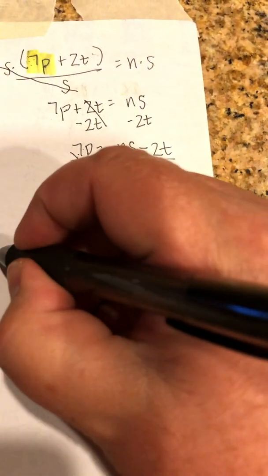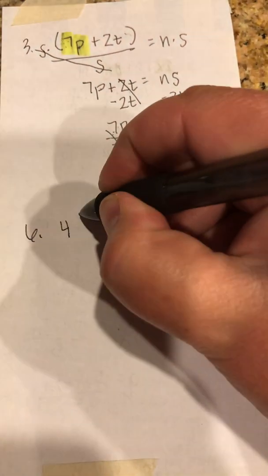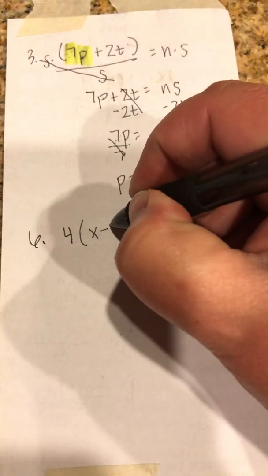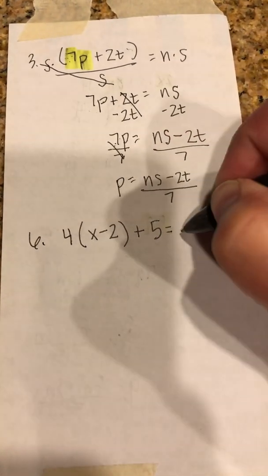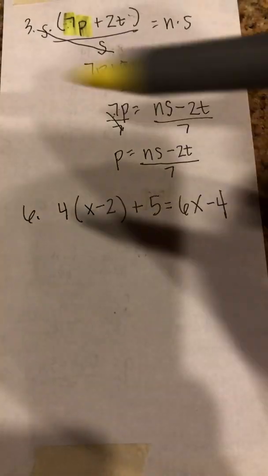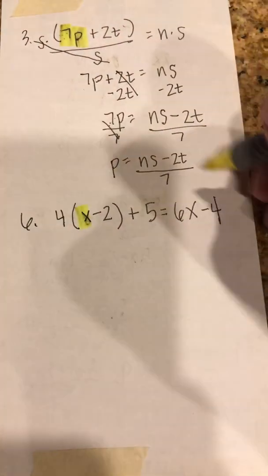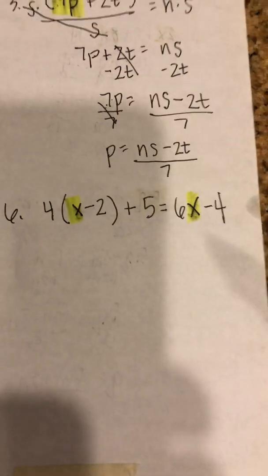And then one more that I would consider a more regular problem with just one variable. 4 times x minus 2 plus 5 equals 6x minus 4. And we're trying to solve for x, but the trick is there's an x on the left and an x on the right, so we're going to have to do some combining.